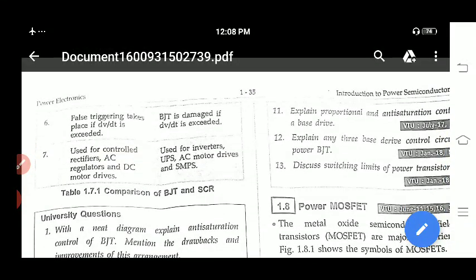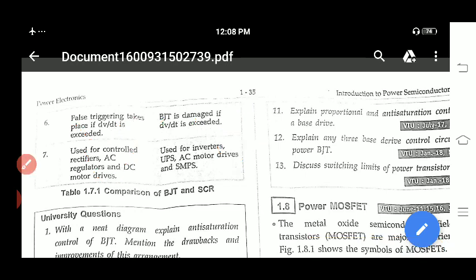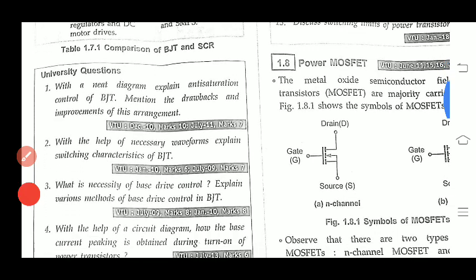False triggering takes place in the SCR if dV/dt exceeds the limit, but in the BJT it will be damaged instead. SCR is used for controlled rectifiers, AC regulators, DC motors. BJT is used in inverters, UPS, AC motor drives and SMPS. This is the concept of the BJT. We'll see what university questions we may get.